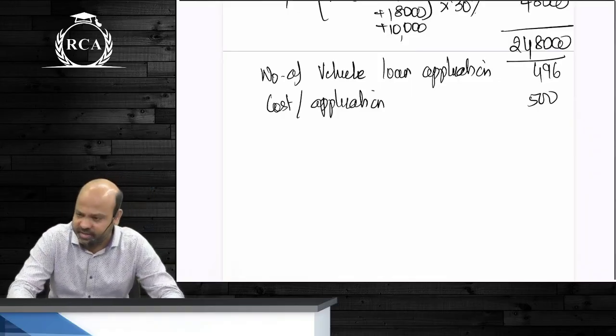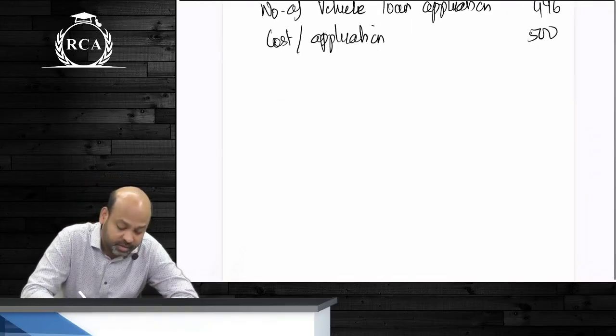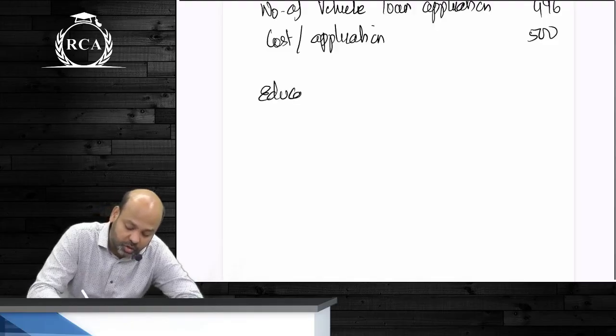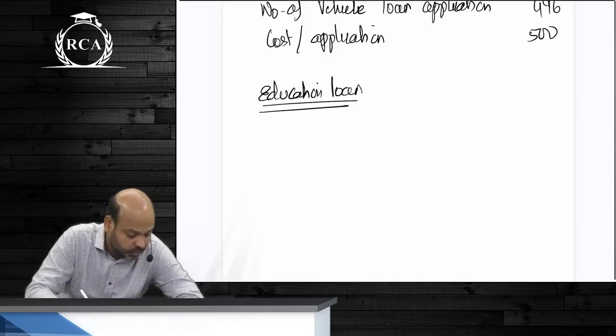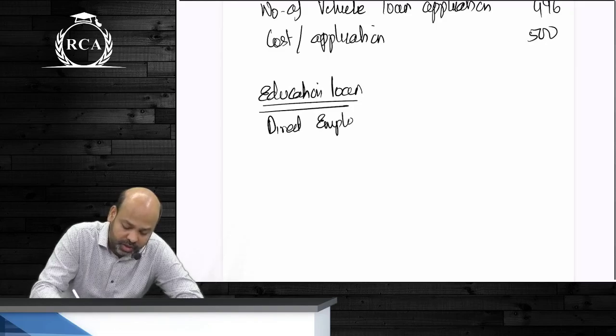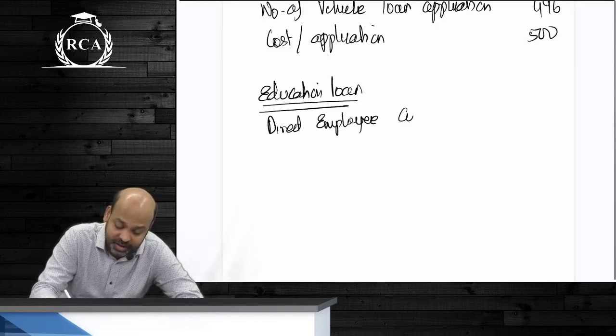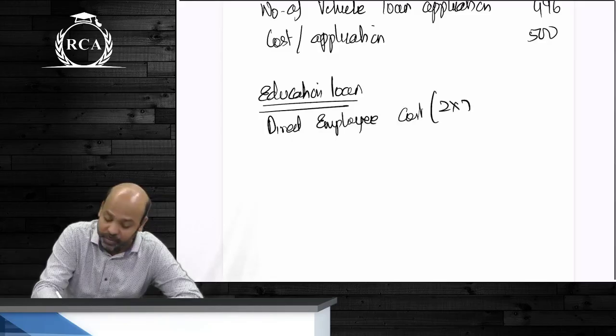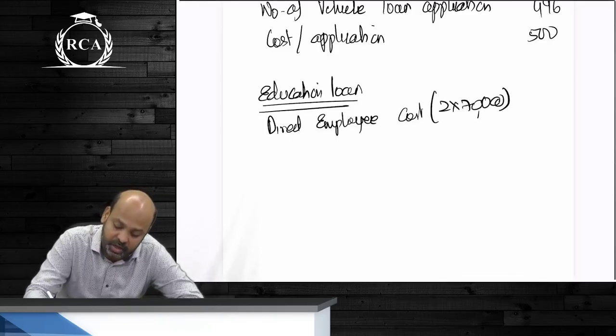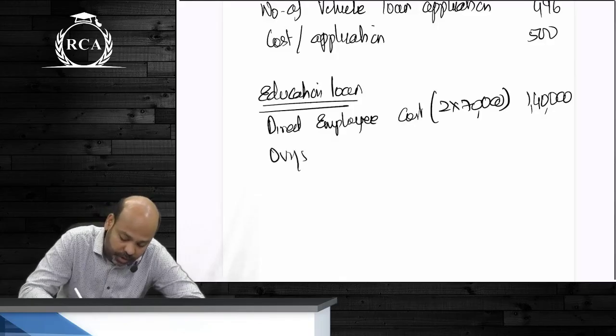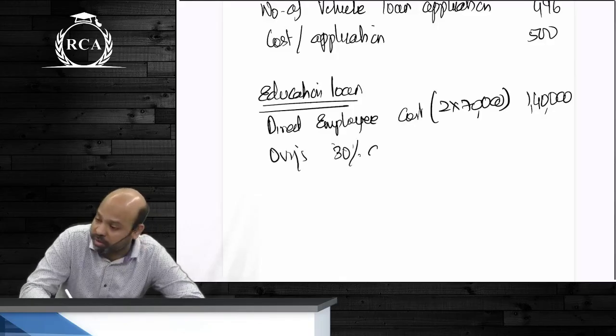Yes guys, education loan. How much is the amount of direct employee cost, professional labor cost? 1,40,000. The 2 employees are being paid a salary of how much? 70,000. How much will be the amount of overheads? Even for them, the amount of overheads will only be 30% of 1,60,000.